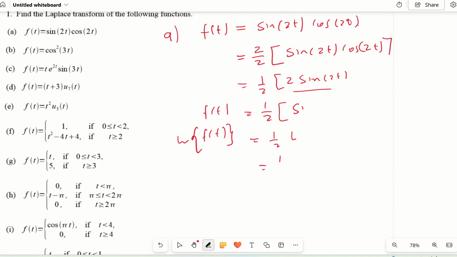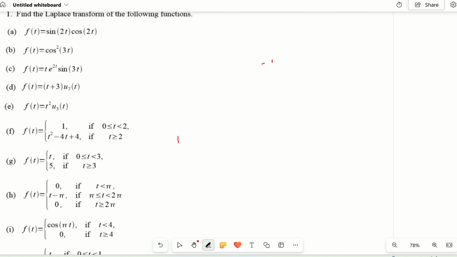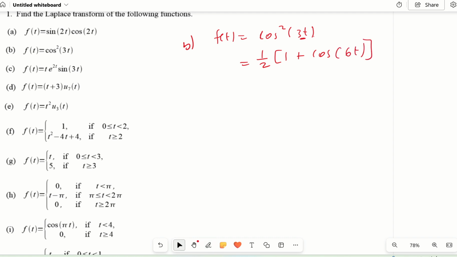Now let's do B. B also, it's not complicated. It's f of t equals cos squared 3t. And we need to use an identity also because we can't transform it from f of t to f of s in this format. So we're going to use the identity of half, 1 plus cos of double this angle, which is 6t. They're equal. This is f of t.